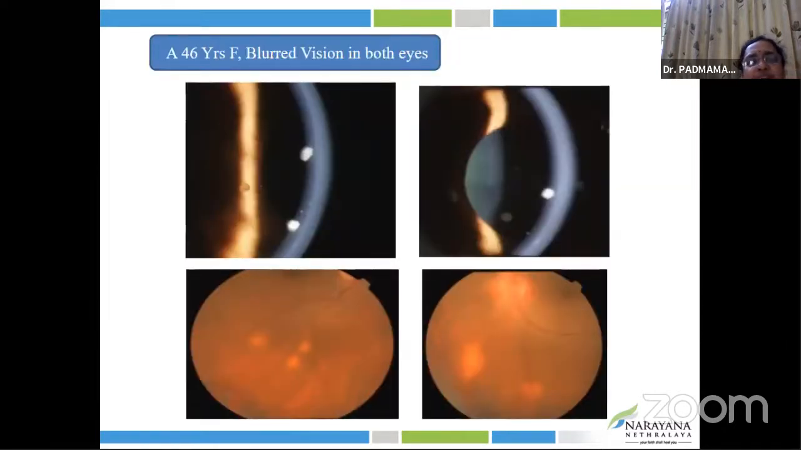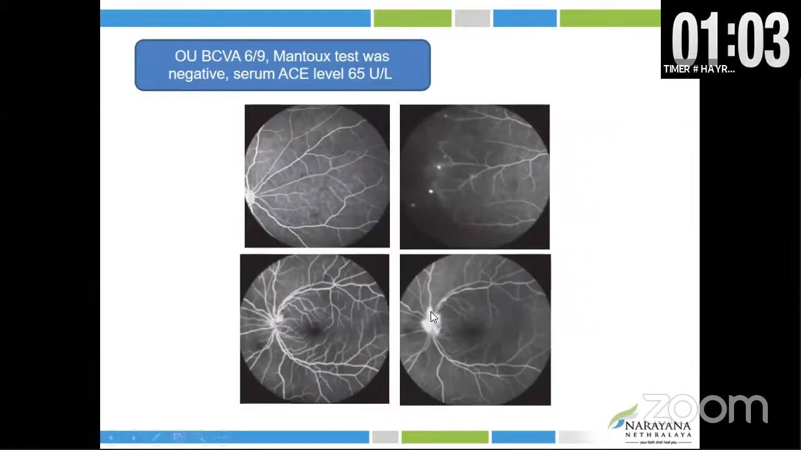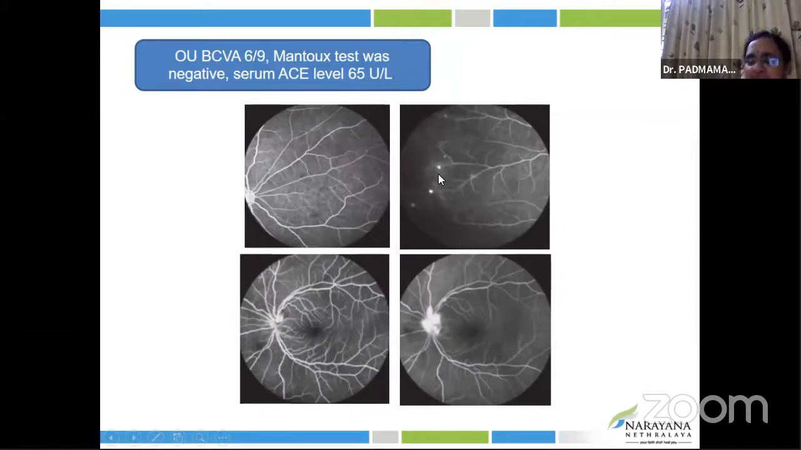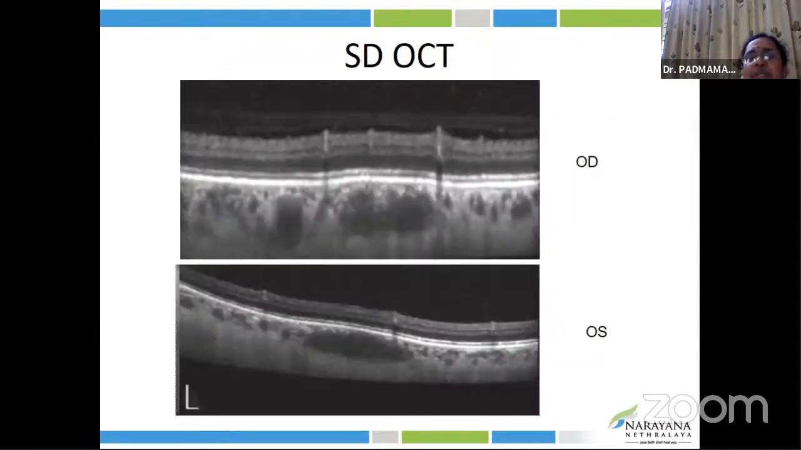Here is a 46-year-old female presented with blurred vision in both eyes. We can see mutton fat keratic precipitates on anterior segment examination in both eyes. And also you could see the hyporeflective multiple choroidal granulomas in both eyes. Clinically, she's diagnosed to have bilateral granulomatous panuveitis. FFA shows diffuse dilatation of the vessels with disc leakage from the vessels, suggestive of a perivascular leak. On investigations, she was found to have sarcoidosis.